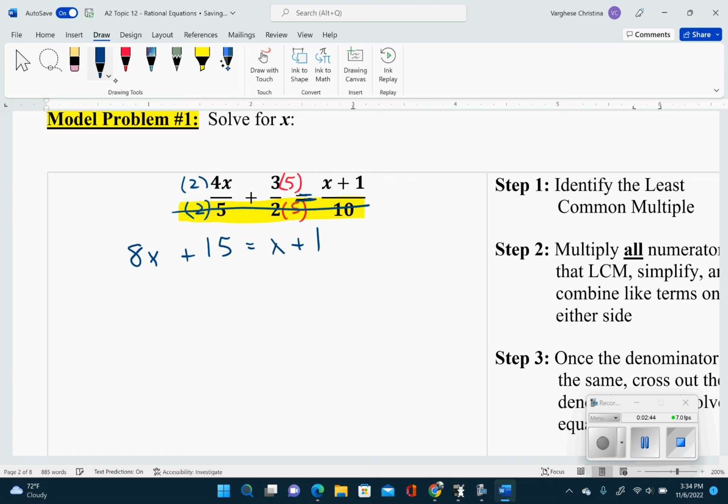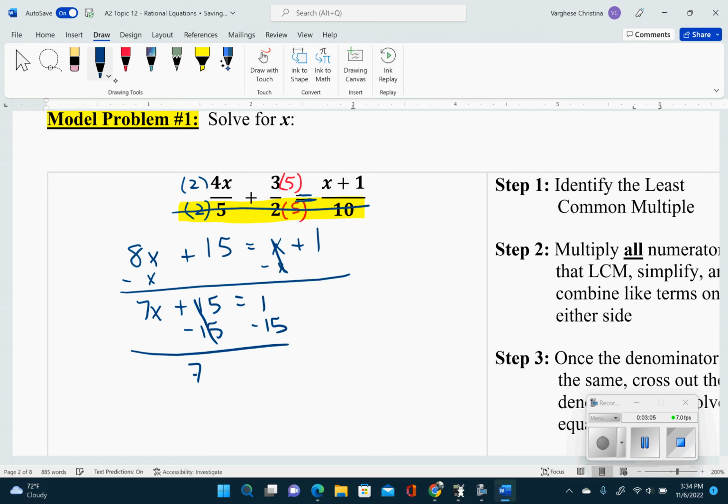And this is something that we know how to solve, so we have to get the x's by itself. Let's go ahead and move this x over here. So 8x minus 1x is 7x. This cancels out. We bring down the 15 here, is equal to 1. Let's do minus 15, minus 15. So we get 7x is equal to negative 14. Divide both sides by 7. And we get x is equal to negative 2.